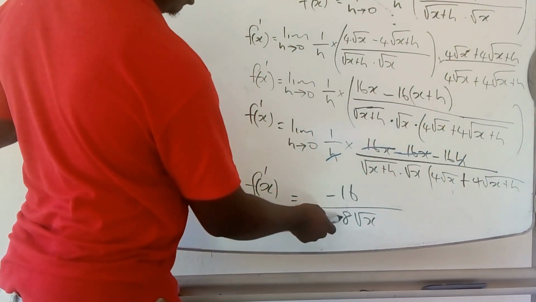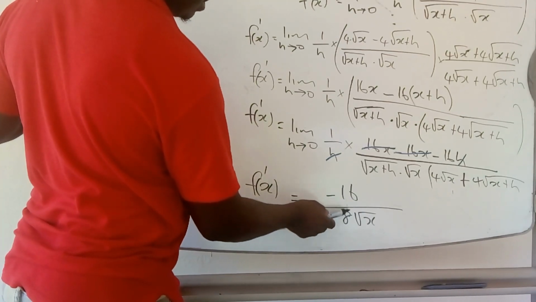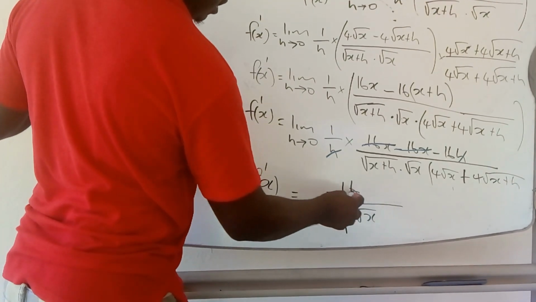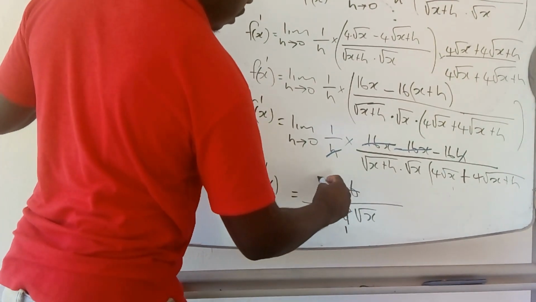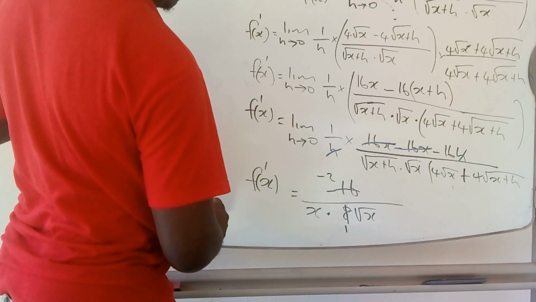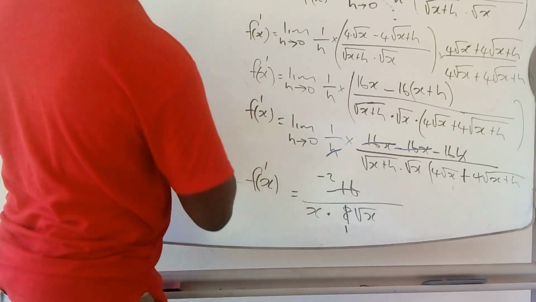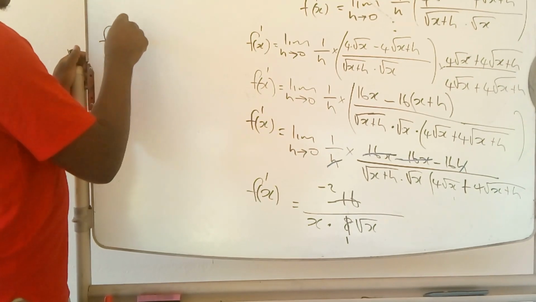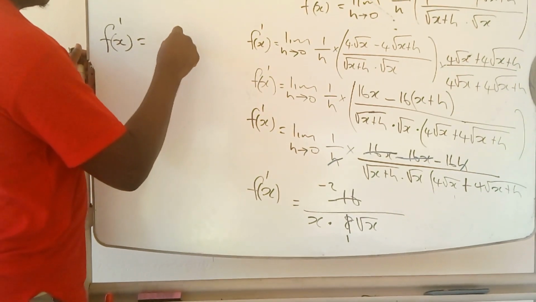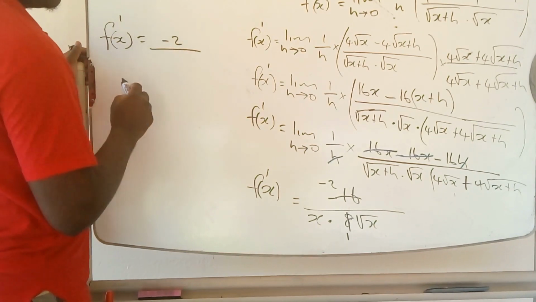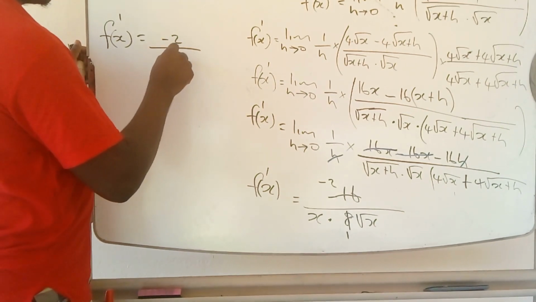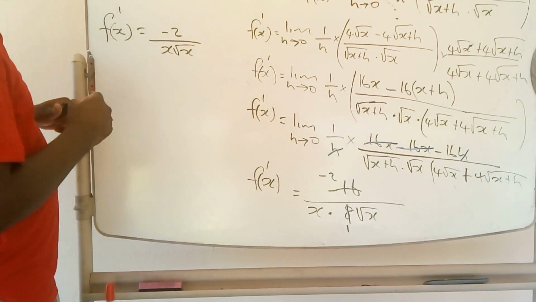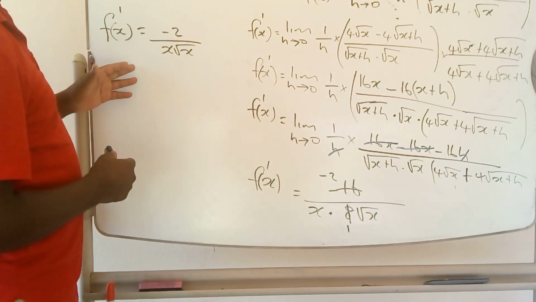Here you can reduce this. 8 can divide into 16. So 8 into 8 is 1, and 8 into negative 16 gives you negative 2. So our final answer is the derivative of f of x is equal to minus 2 all over x root of x. So that's it there.